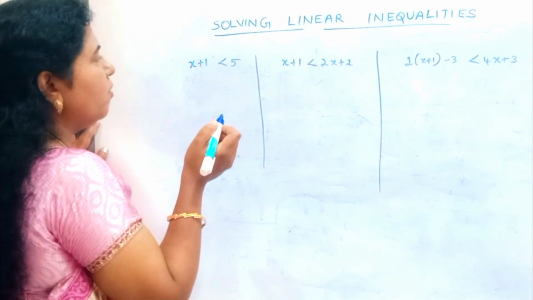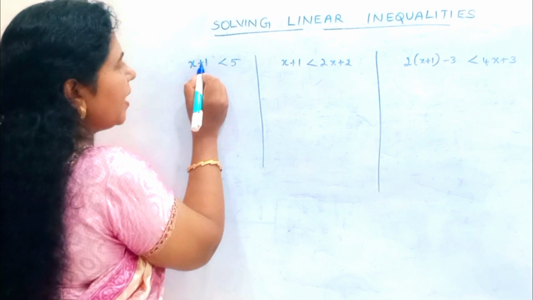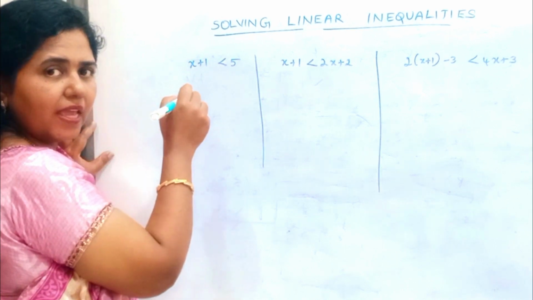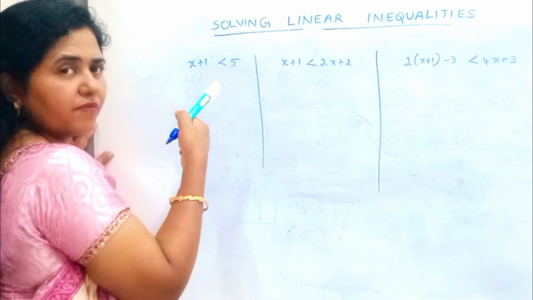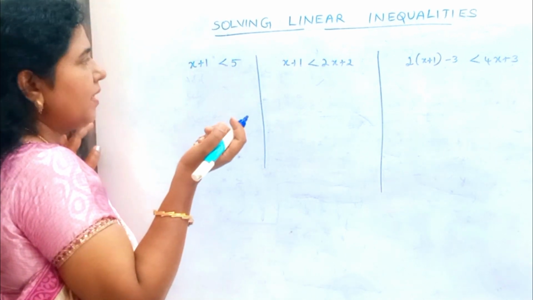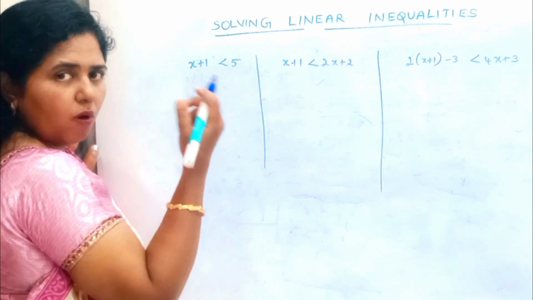If we insert a minus 1 here, it becomes plus 1 minus 1, so it gets cancelled and we will have x alone. But we cannot insert any operation on one side of the relation or inequality. If we do it, we have to do it on both sides.